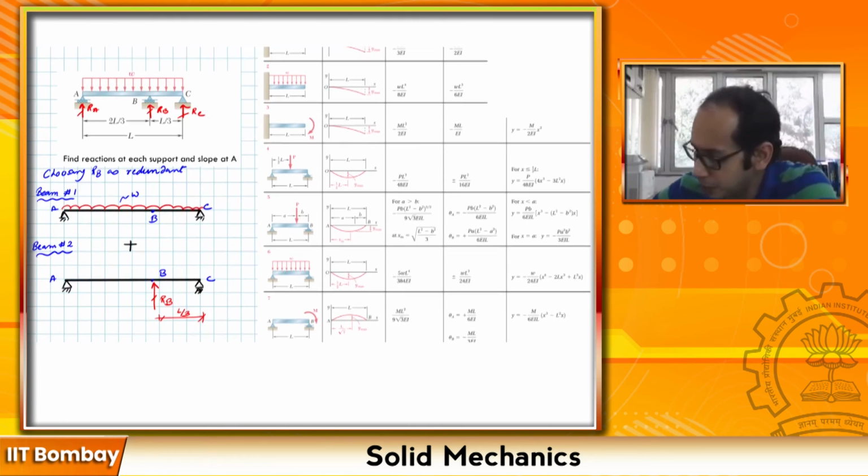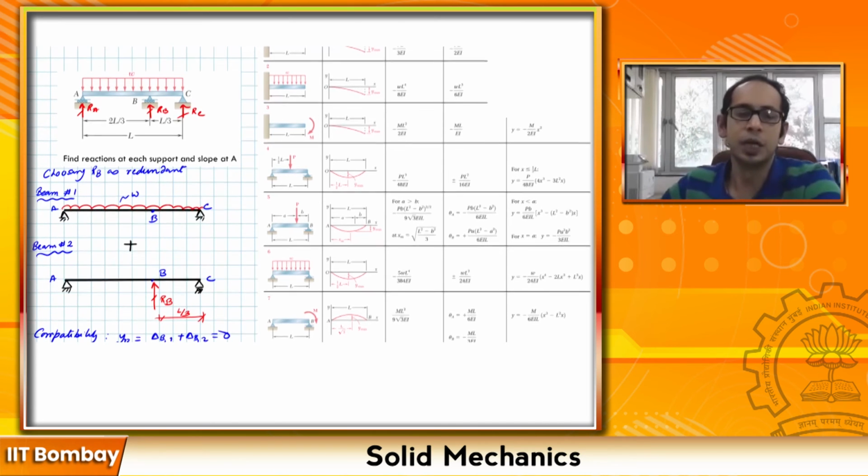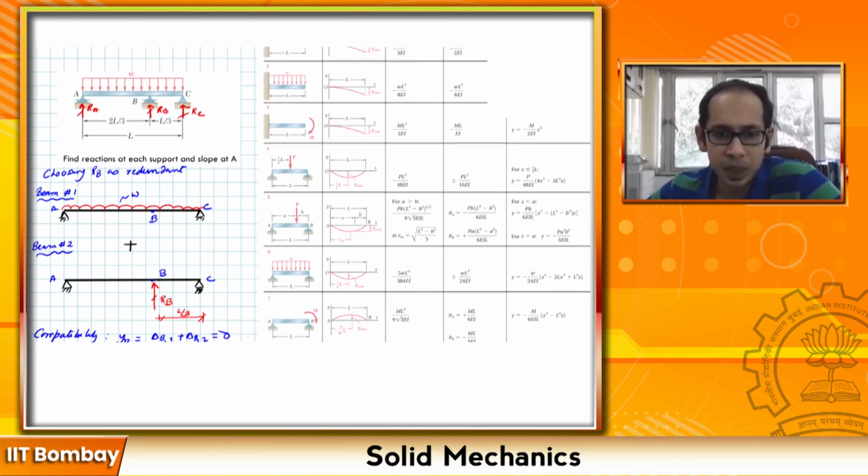So let's make a note of that as well. Compatibility: Y of B, that is delta at B for beam 1 plus delta at B for beam 2, must equal 0. Now you can easily use the tables to calculate the deflection at B. You can use this particular row, which gives you the equation of the elastic curve. If you put x equals 2L over 3, you will easily get this delta B1.